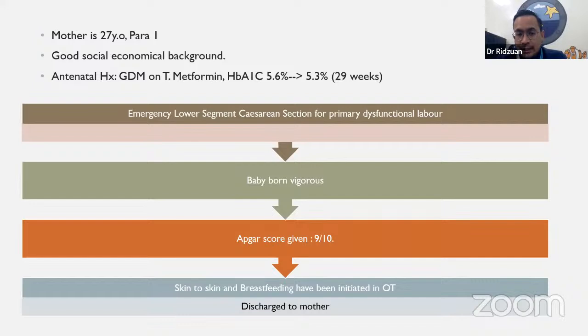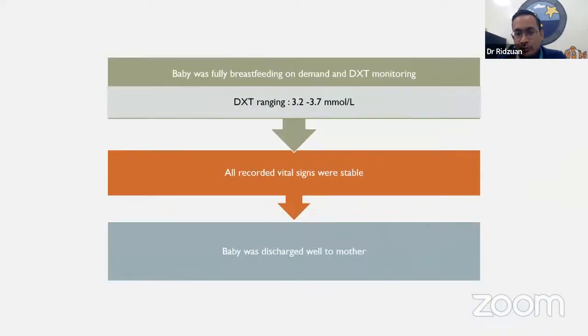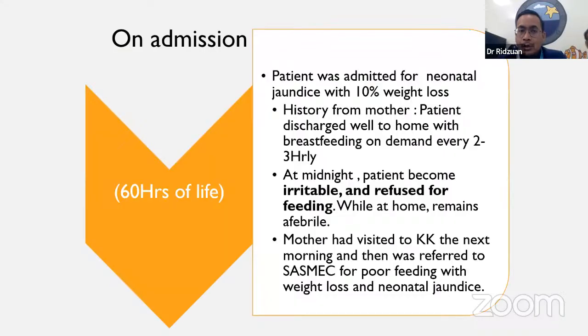Direct skin-to-skin contact and breastfeeding were initiated in the OT, and the baby was initially discharged to the mother. Baby was fully breastfed and the diagnostic monitoring was normal. All the recorded vital signs were stable and baby was discharged well to the mother. On the day of admission, around day 3 of life, 60 hours of life, the patient was admitted for neonatal jaundice with 10% weight loss. The history was that the patient was discharged well to home with breastfeeding on demand every 2 to 3 hours.